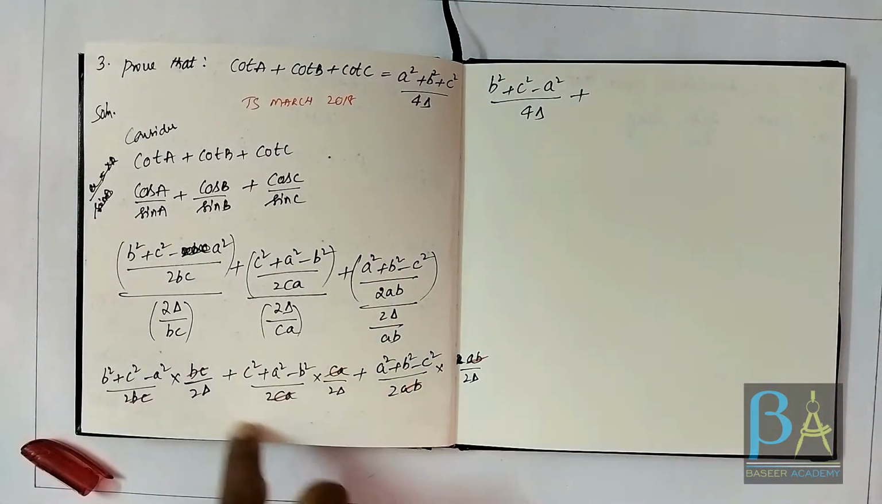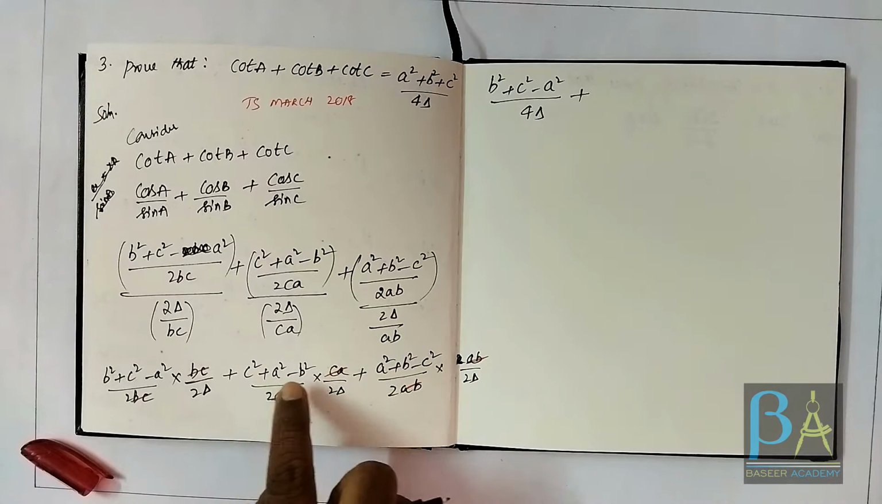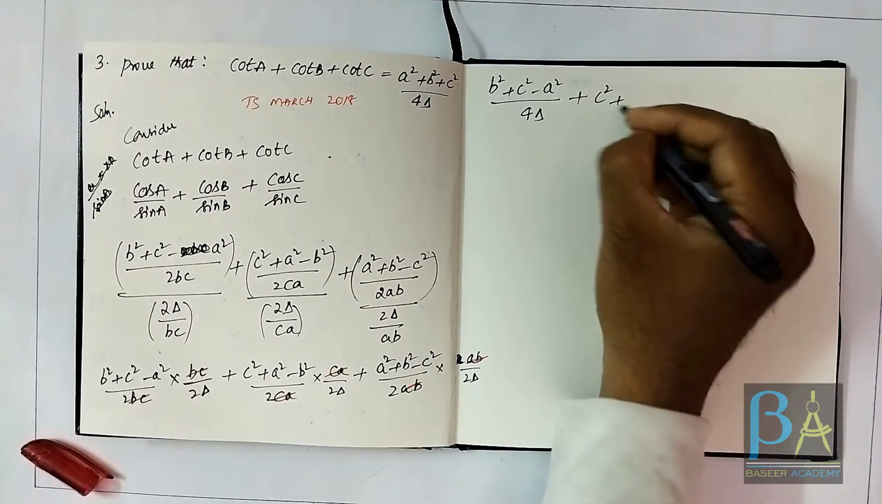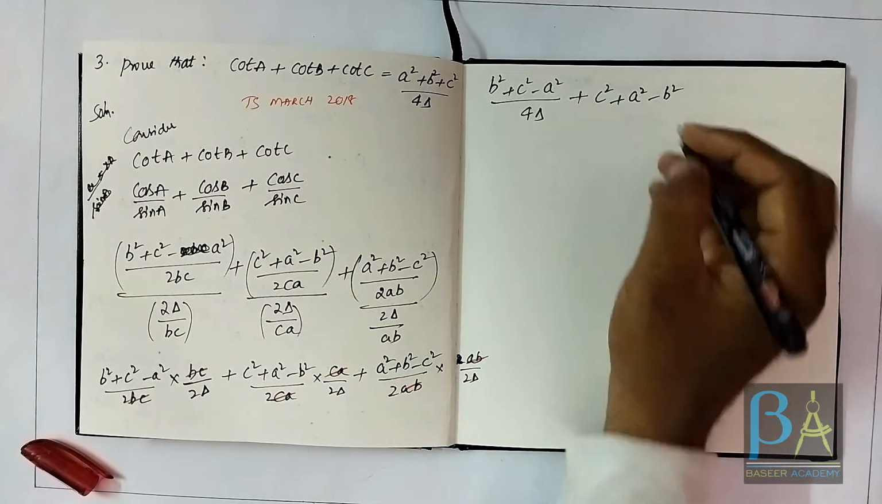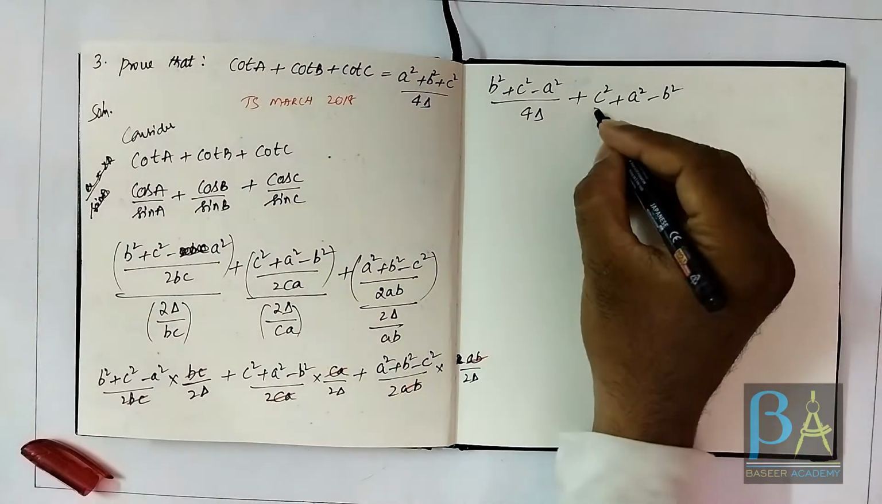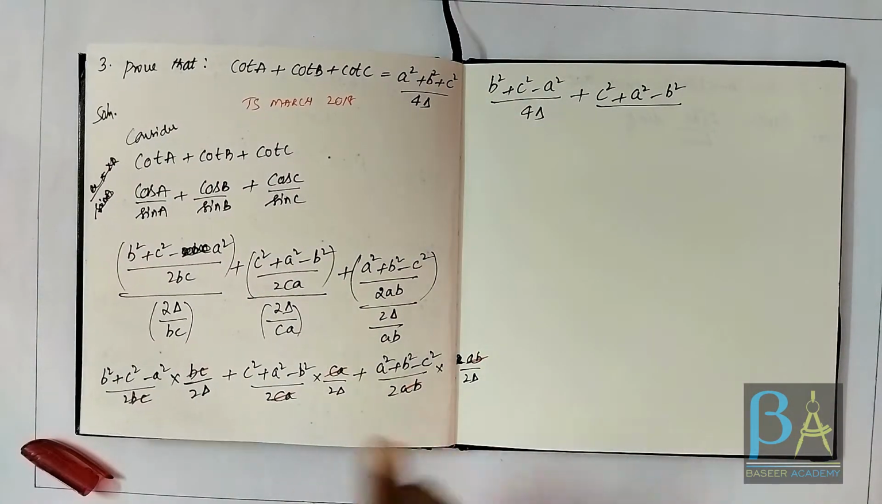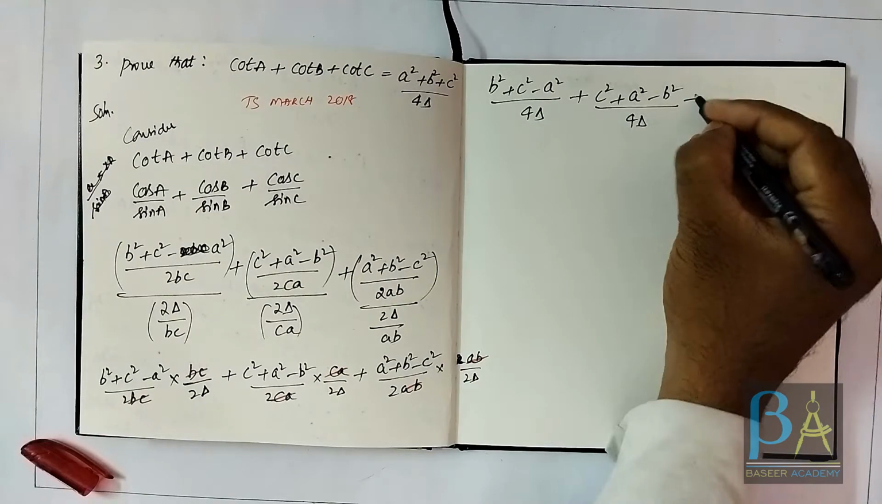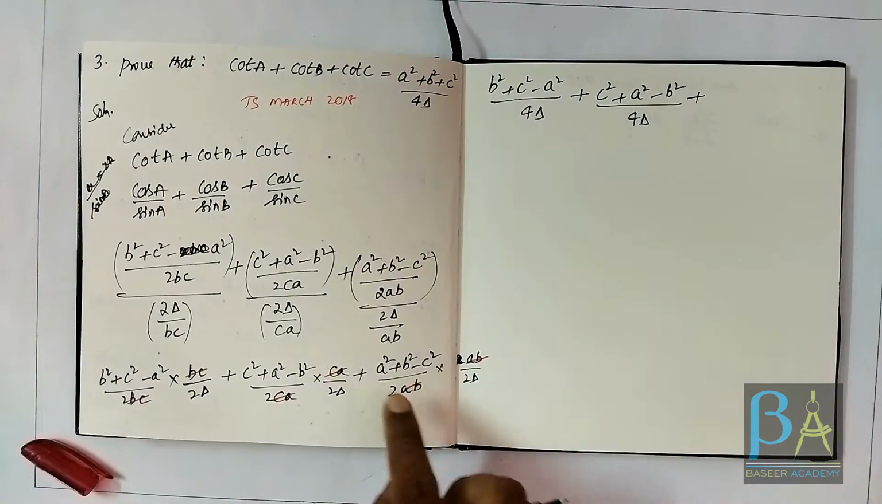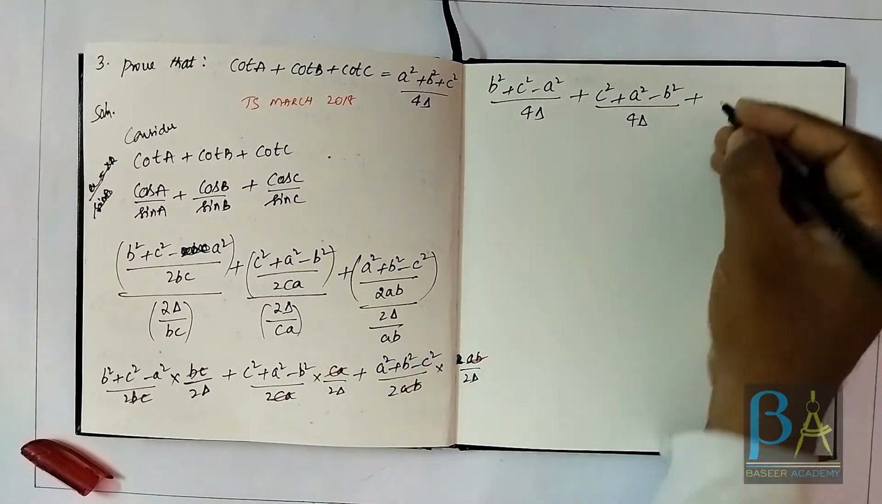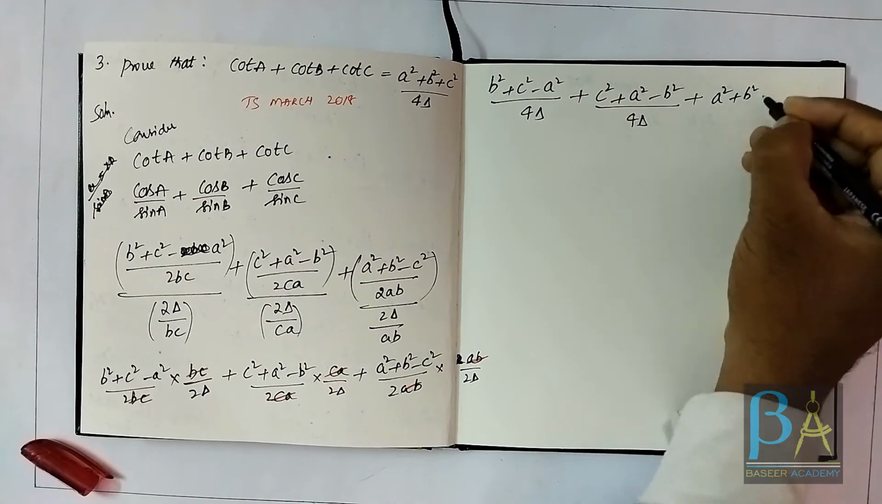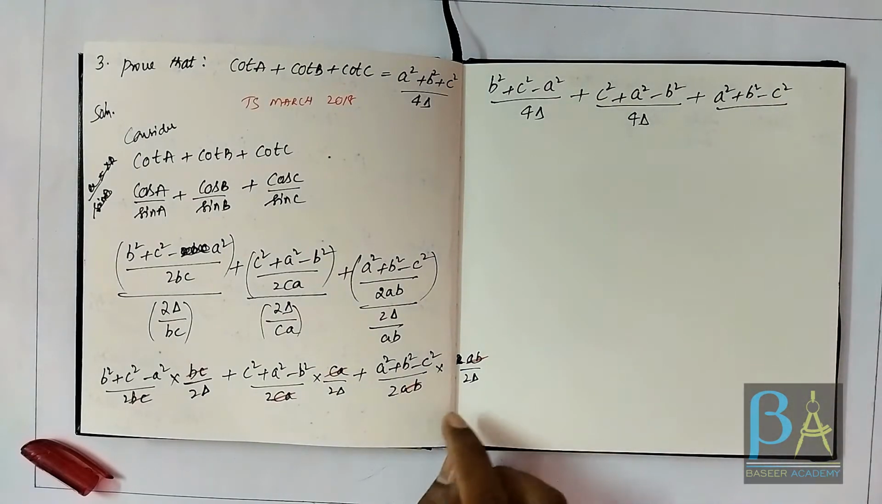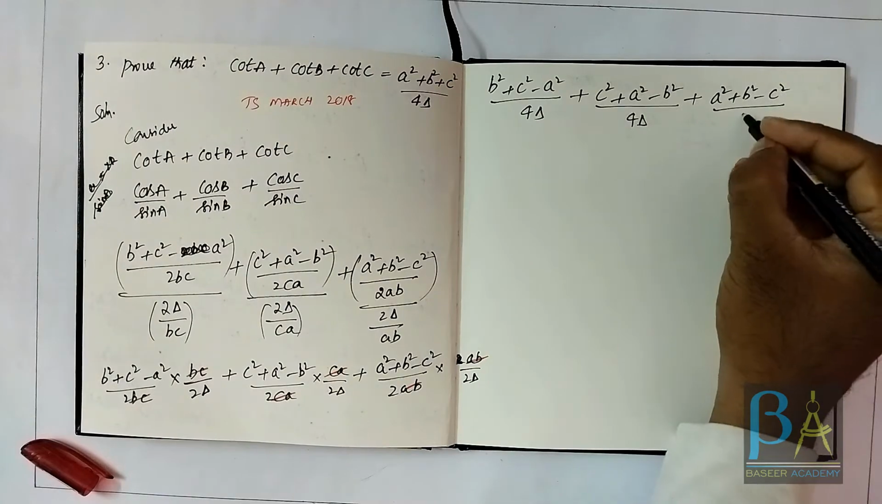Now let us write what is remaining here. C square plus A square minus B square by 2 into 2 is 4, delta as it is. So this is again 4 delta. Now what is remaining here in the third term? A square plus B square minus C square by 2 into 2 is 4, delta as it is, 4 delta.